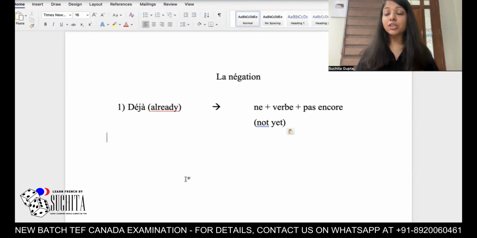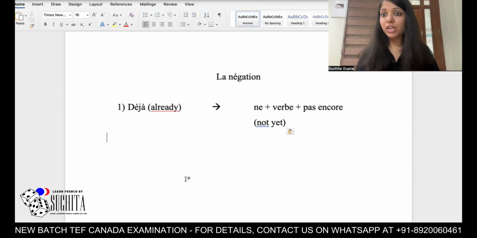So the first negation is if you have the word déjà in your sentence. What do you mean by déjà? Déjà means already. So if you have the word already in your sentence, what is the negative of already? The negative of already is not yet.